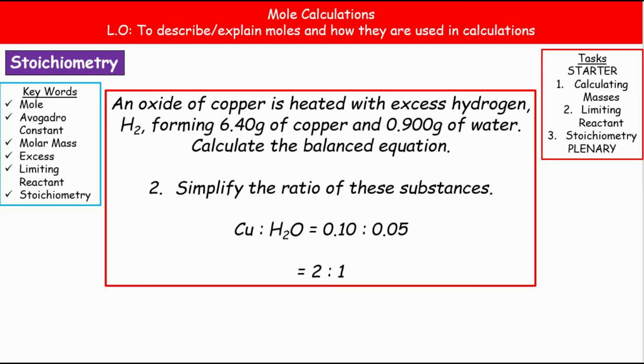Then what we need to do is simplify the ratio of those substances. So our copper to water was 0.1 to 0.05. Now we don't want to use numbers like that, we want to use simple whole numbers. So if we convert those to the simplest ratio of whole numbers, then we end up with a 2 to 1 ratio.